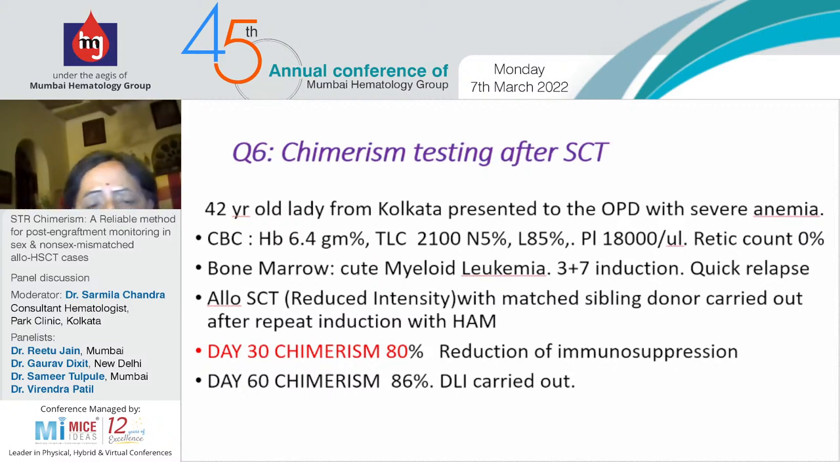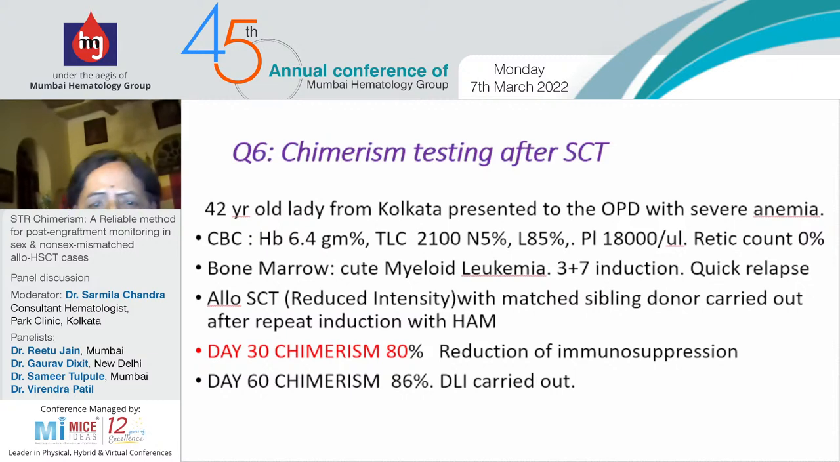Now, the day 15 chimerism, which we are doing regularly, showed that she had 98% donor cells in the blood. But day 30 showed that the chimerism had dropped to 80%. What we did is reduce the immunosuppression a bit, but carried on in the same way. On day 60, the chimerism is 86%. After that, we have followed up the chimerism and it's staying in the same level. DLI was not carried out and she is in good remission. It's about 9 months now that she's still carrying on.